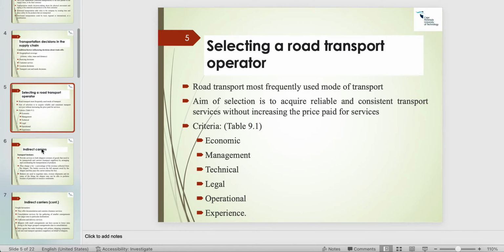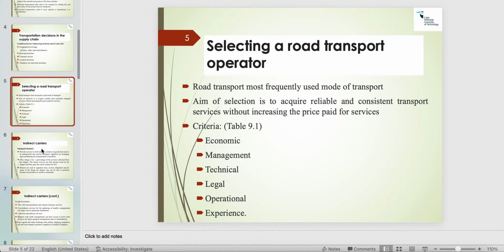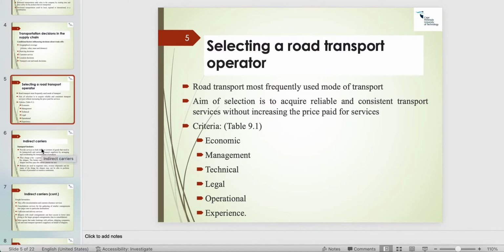Okay, there is this table that I will take an image of and send to you all. But then coming down next to indicate the different types of carriers also. But in the criteria for selecting road transport operators, there are various criteria. There is economic criteria, obviously the cost involved.